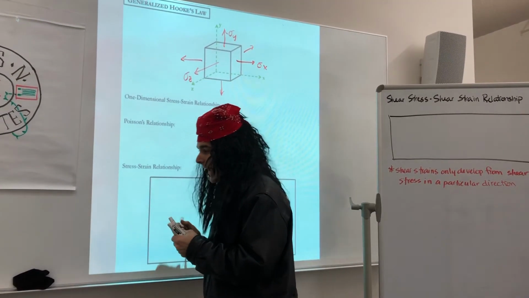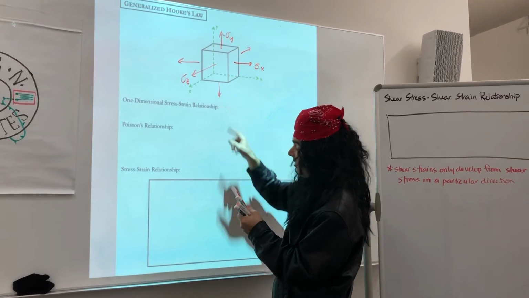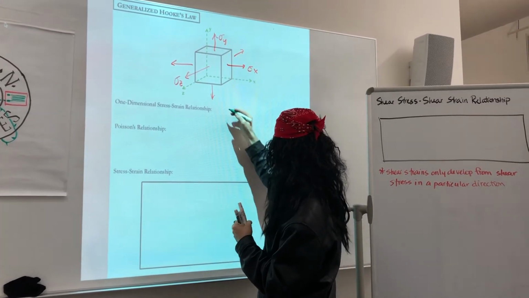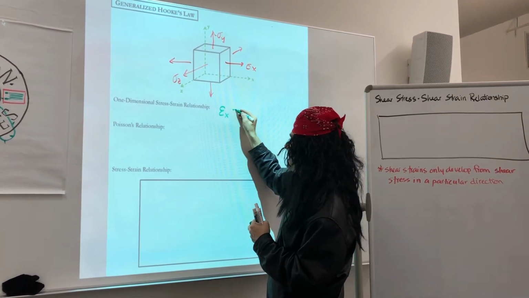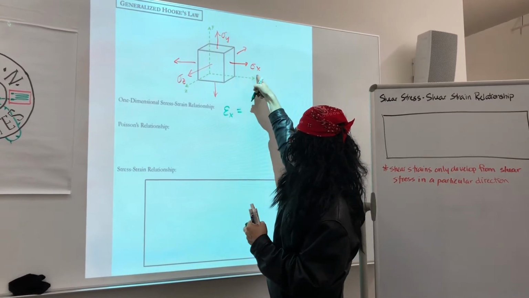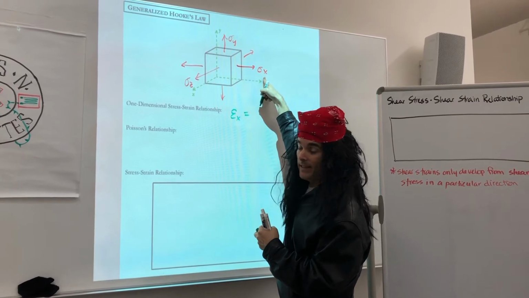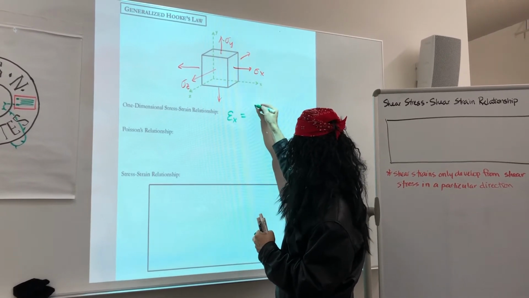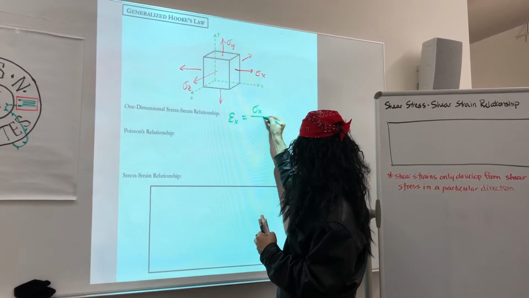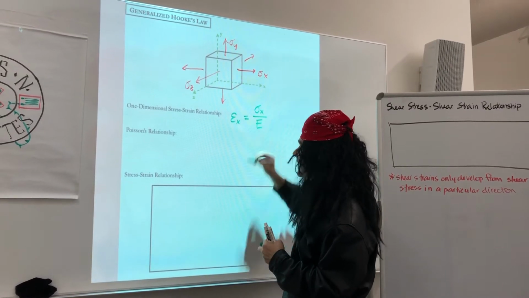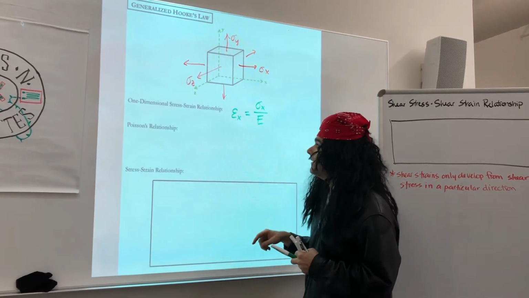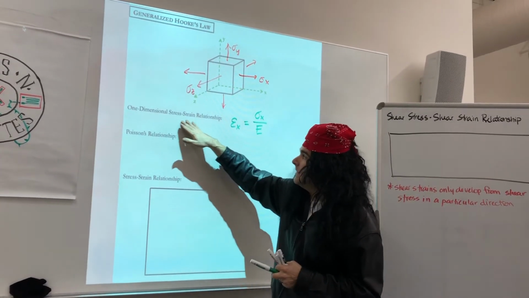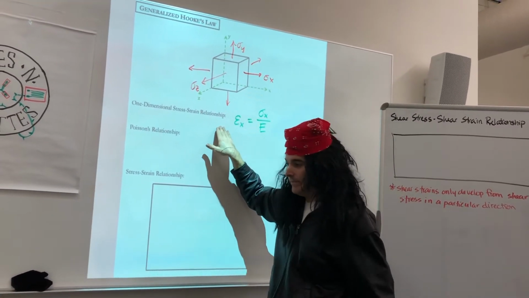So if I want to calculate my strain in the x direction, epsilon x, I would say epsilon x is equal to the stress in that direction divided by E, the modulus of elasticity. So this is like the one-dimensional stress relationship.